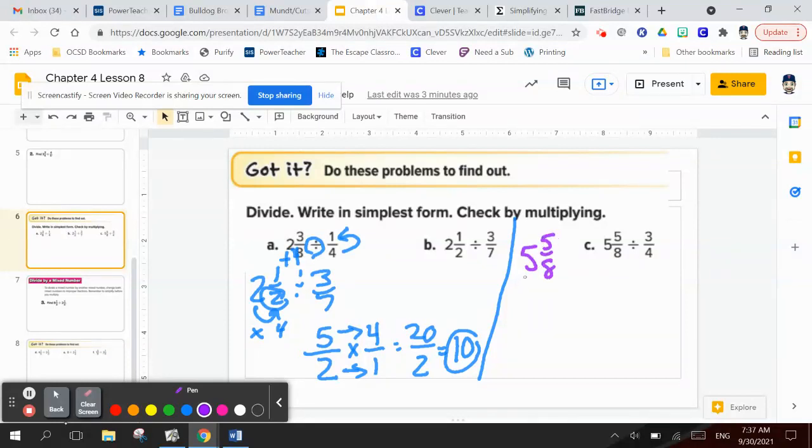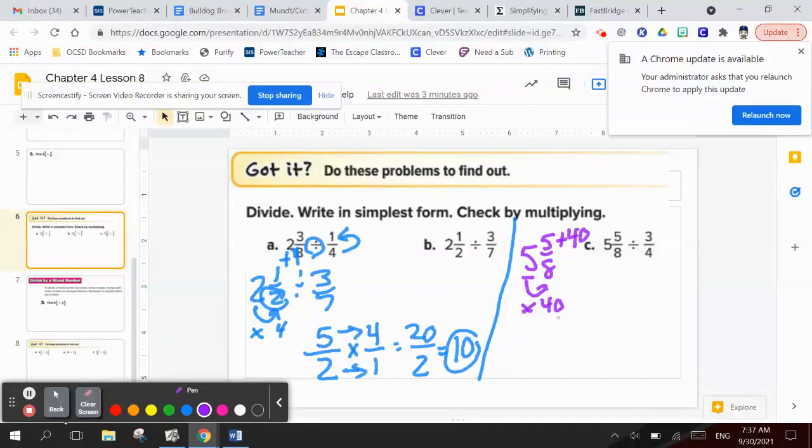We have to change that to an improper fraction. So I take 5 times 8, which is 40. I then add that to my numerator. 5 plus 40 is 45. Denominator is 8. It has to stay 8. Now I keep the first fraction the same, change the sign from divide to multiply, and flip the second fraction. 3/4 is now 4/3.